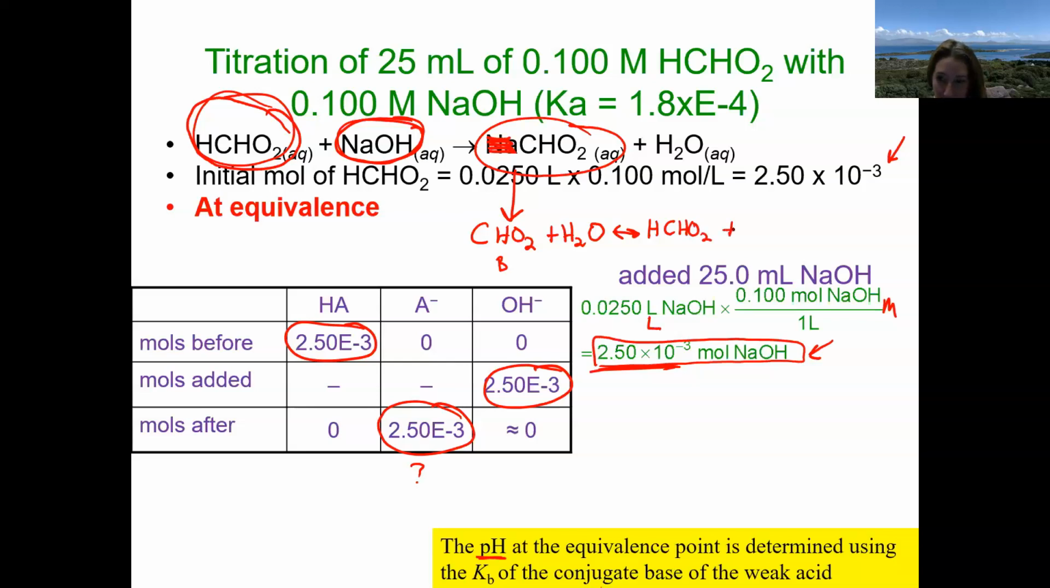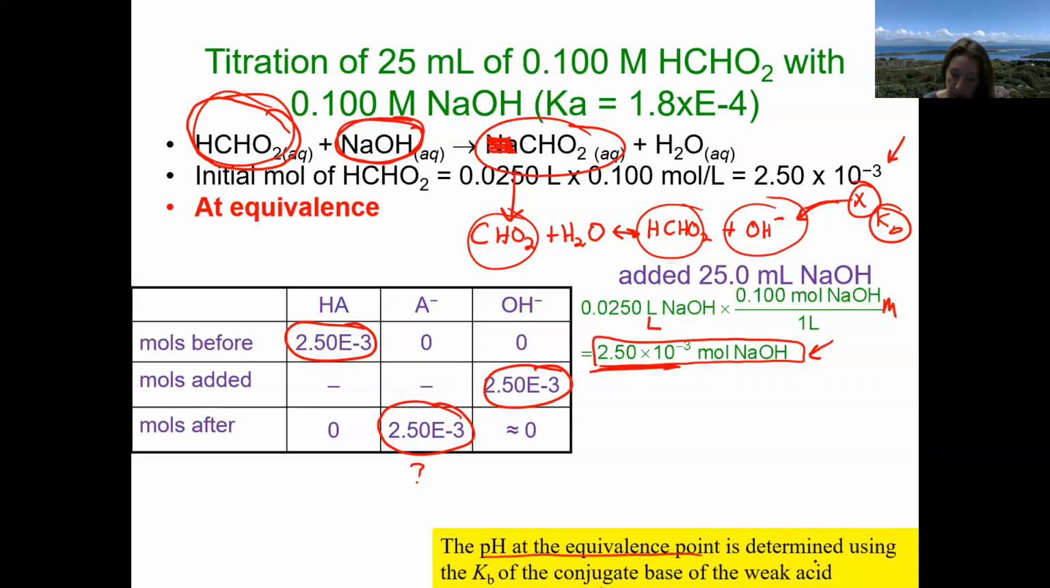CHO2 plus, if that's a base, this is an acid. Acids lose OH minus. So our ice table is going to be this, this, and this, meaning our X is going to be OH, right? So this is a base. So our X is going to be OH, and we have to use Kb. Two things: X is OH, got to use Kb. And that's what I mean by this part. The pH at the equivalence point is determined using the Kb of the conjugate base.